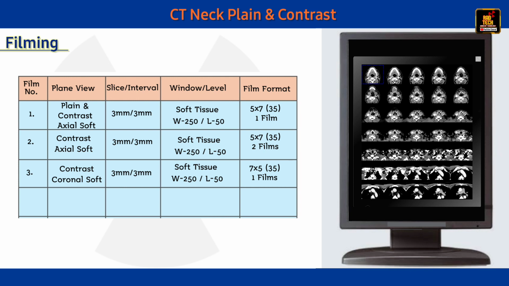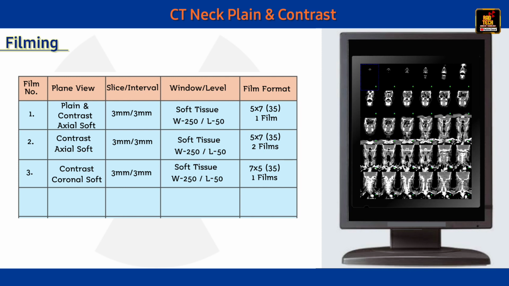Film 2. Plain view, contrast axial soft. Slice interval, 3 by 3 mm. Window level: soft tissue. Window width 250 and window level 50. Film format 5:7, 35 images.